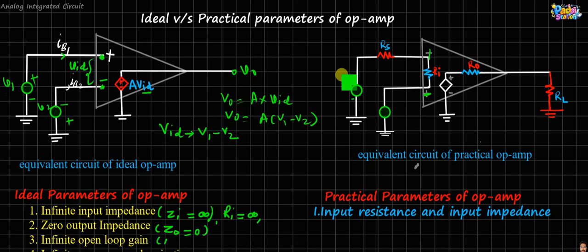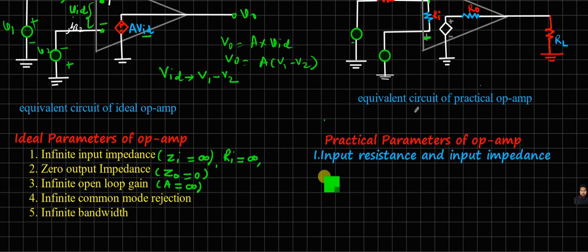Next, infinite open loop gain, which we have discussed: it is infinite when we are not using any external components. This circuit is made to offer infinite open loop gain in the ideal condition. One more parameter is the common mode rejection ratio, CMRR, which we are going to discuss in detail. Ideally the bandwidth should also be infinite.